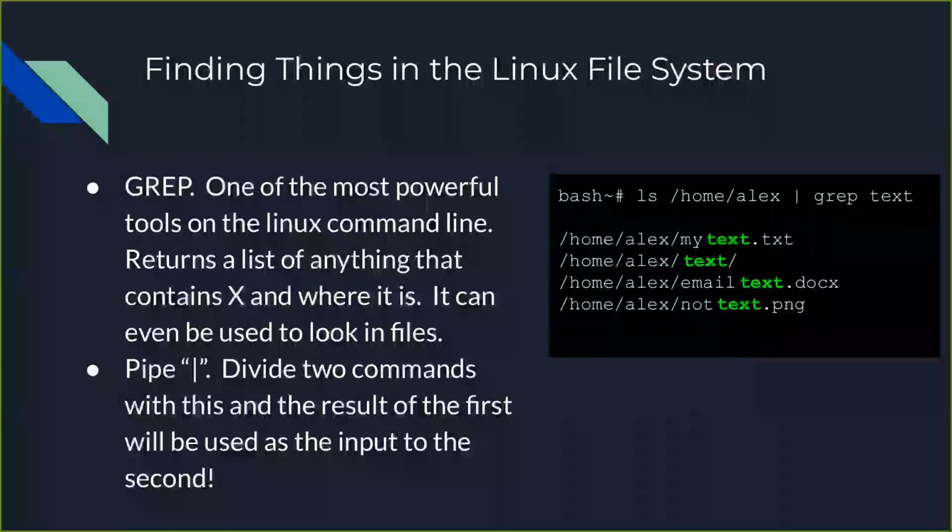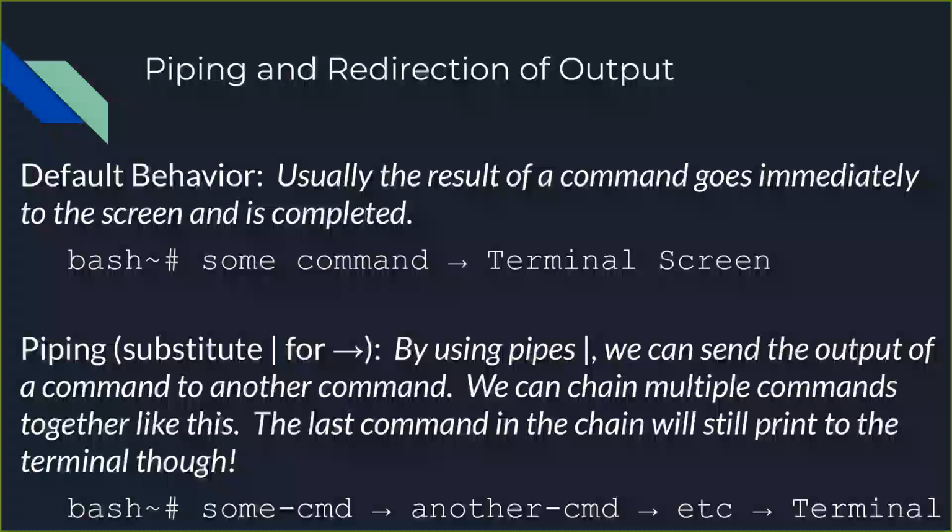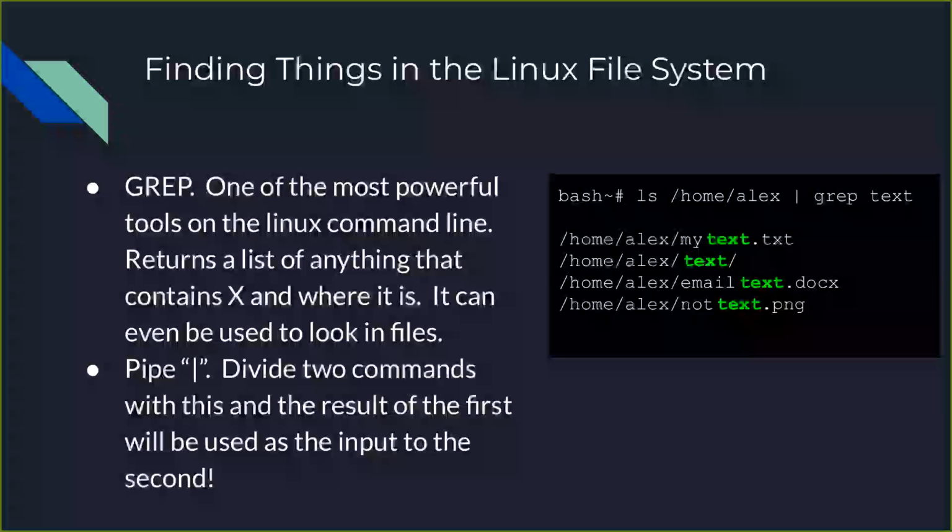So this usage of the grep command is actually a very good first example and a very good segue into talking about the piping and redirection of output. What this command is doing is saying, okay, first run the ls command on home/Alex, then give the output of that command to the grep command, and run grep text on the results of the ls command.